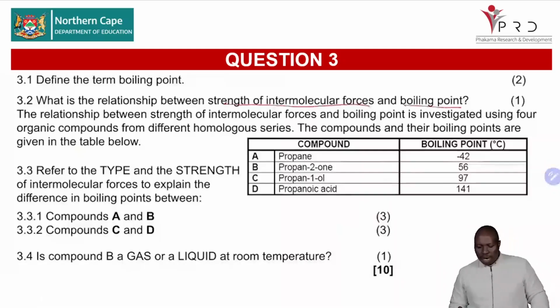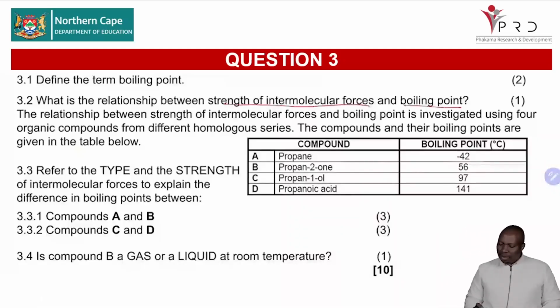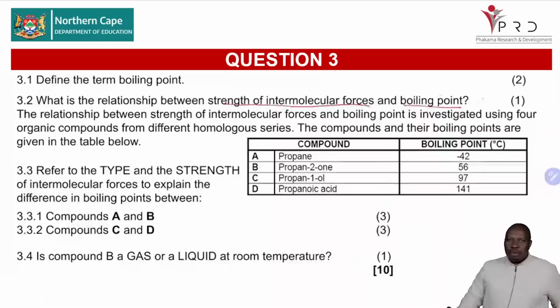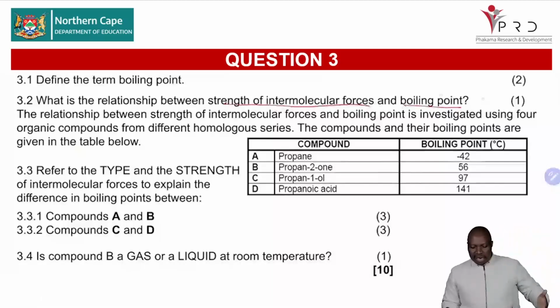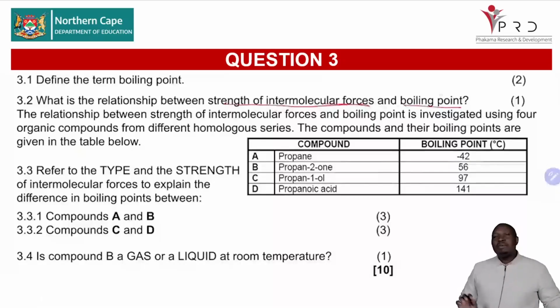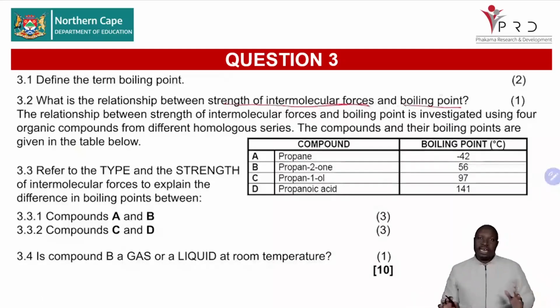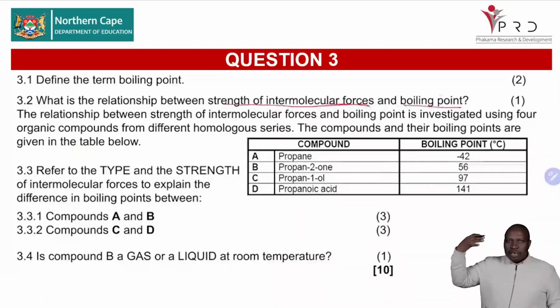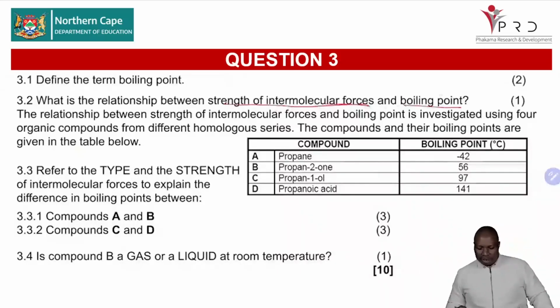We talked about this one to say as the strength of intermolecular force increases, the boiling point increases. You cannot say directly proportional. We don't use that here in paper 2. We say now as the strength of intermolecular force increases, the boiling point increases, not directly proportional. We use that nicely in paper 1. It works well. But here, let's stick with increasing the strength of intermolecular force, and the boiling point will increase as well.